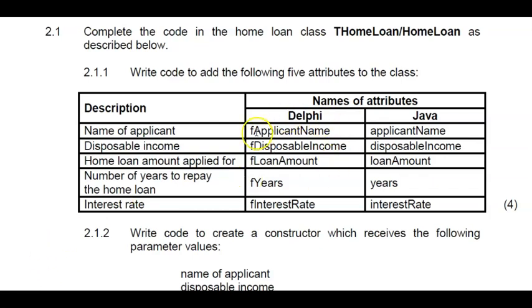They also gave us the names here of the attributes. They're quite long, but it would be important to match what the exam paper asks, because maybe some of it were part of provided code, so we would have to match those. A name of an applicant would be a string. A disposable income would be real. The home loan amount that you applied for, that would be real. Number of years, that would be an integer. And then the interest rate we would guess would be a real value as well. That's just because they are usually percentages.